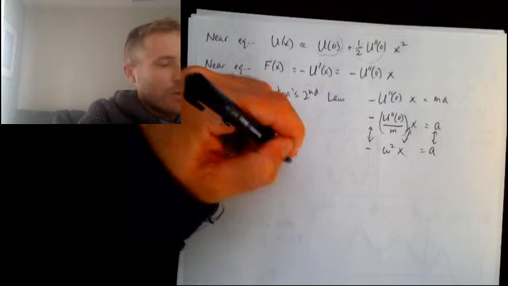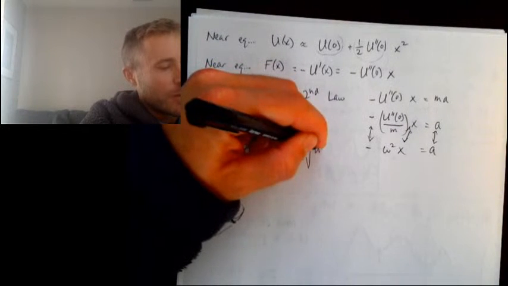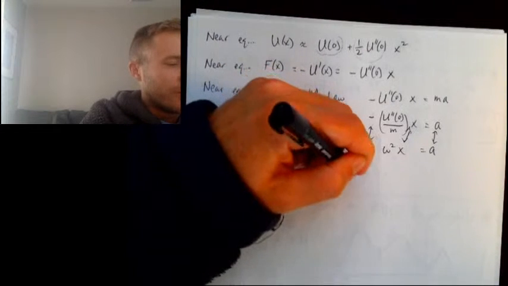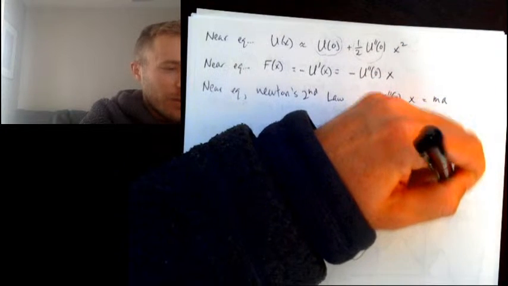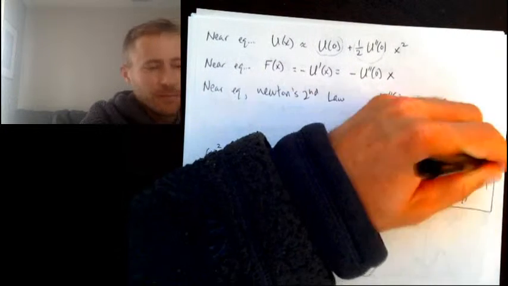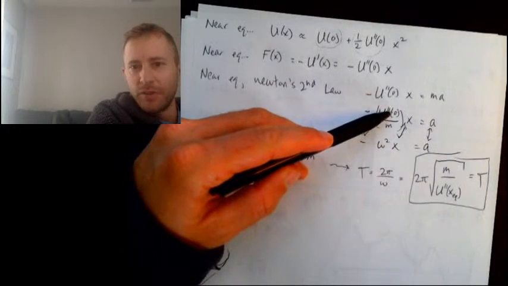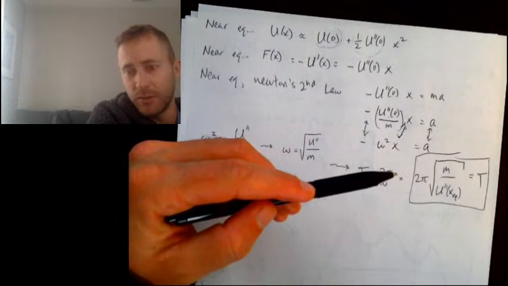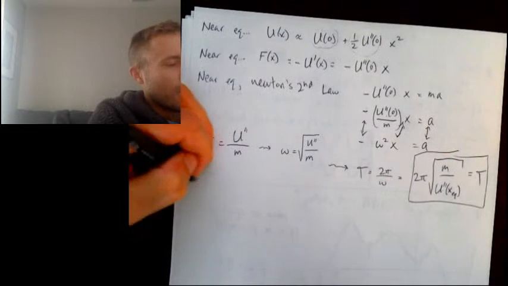So that means that omega is square root of u prime prime over m, which means that the period is 2 pi over omega, which is 2 pi times the square root of m over u prime prime, evaluated at equilibrium. And so that is the period. Okay? And I changed it because we were considering the equilibrium at x equals 0. So we were evaluating u prime prime at 0, but in general, if you have an equilibrium that is not at x equals 0, this would end up being u prime prime evaluated at that equilibrium point. So, what have we shown here?